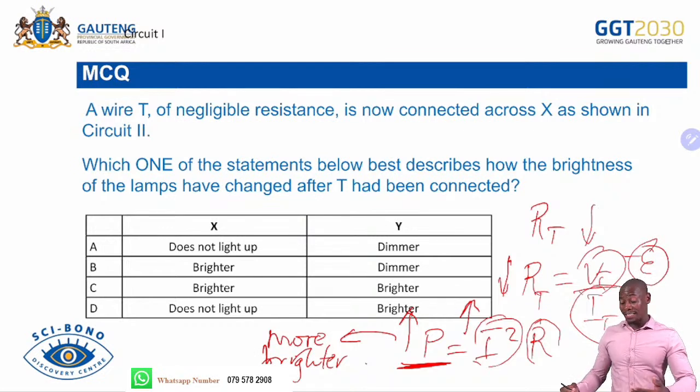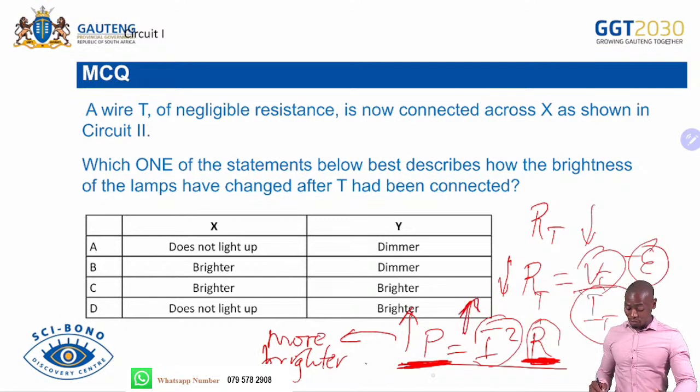It increases at constant EMF, right? So if total current increases, what will happen now to power? Which equation are we going to use? P equals I squared R. Why am I choosing P equals I squared R? It's because for Y, what is constant is R. The resistance is still the same. So the total current will increase, and if the total current increases, P will also increase. If P increases, the brightness will also increase.